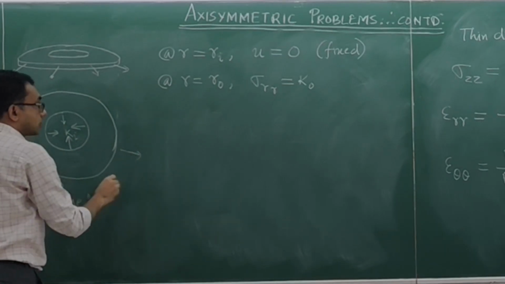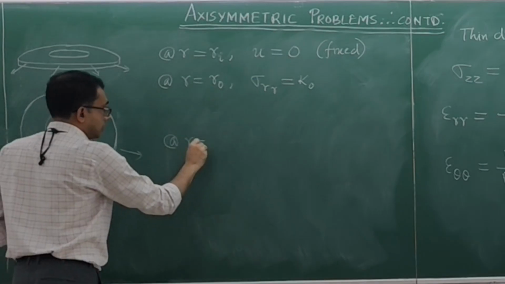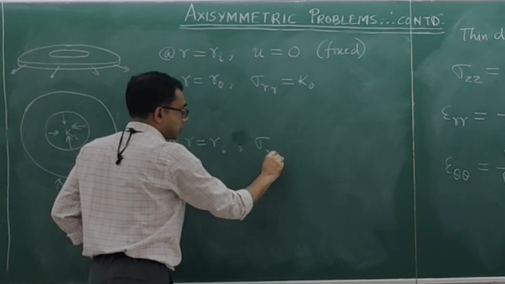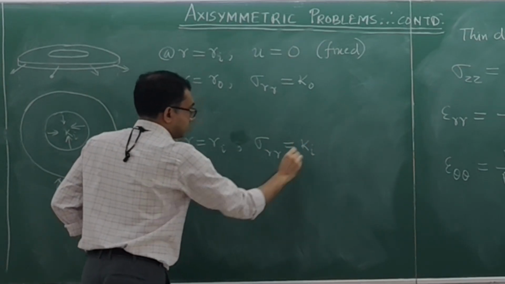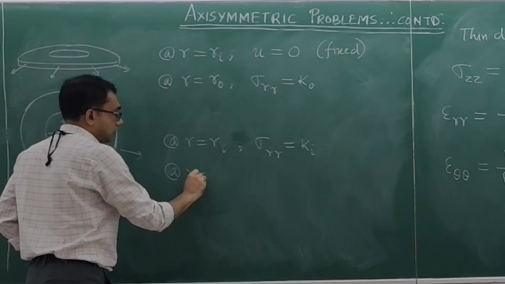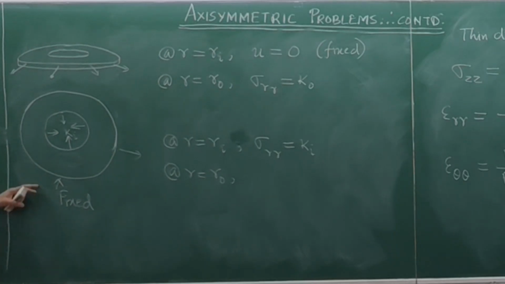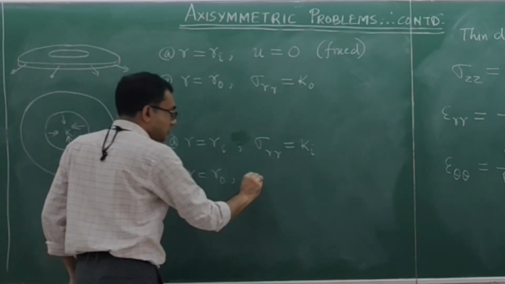Then for this case, what will be the thing? At r is equal to Ri, what will it be? Sigma rr is equal to Ki, and at r is equal to Ro, what is it? Here it is fixed. Fixed means u equal to 0. Don't be afraid to say it. u is equal to 0.